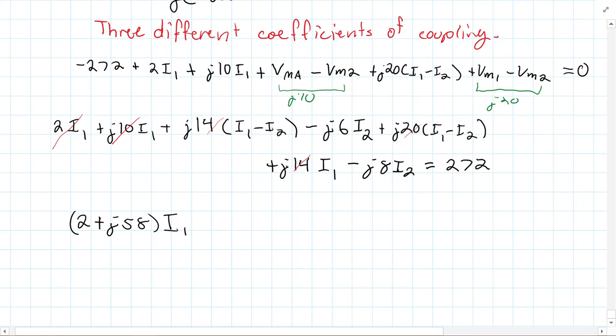Now we've got the j I2s. So I'd have minus 14, that takes care of this one here. Minus 6, that takes care of that one. Minus 20. And then minus 8. Which gets me minus j48 I2 equals 272. I'll even double check again here. So we got negative 14, minus 6, minus 20, minus 8, and that gets me negative 48.